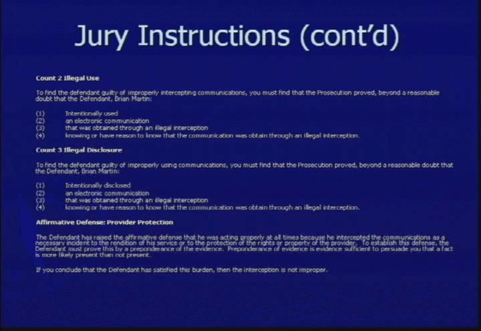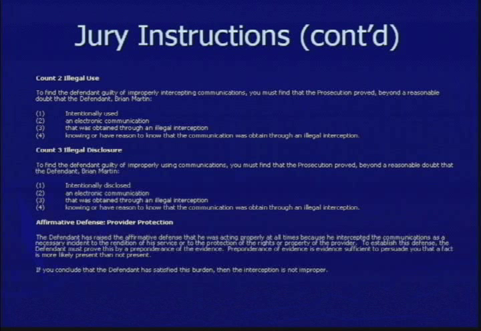Now, significantly, the defense here has asserted an affirmative defense, and this modifies the elements that I just described to you. The defendant has raised the affirmative defense that he was acting properly at all times because he had intercepted the communications as a necessary incident to the rendition of his service or to protect the rights and property of the provider. To establish this defense, the defendant must prove the aforementioned by a preponderance of the evidence, not by reasonable doubt.